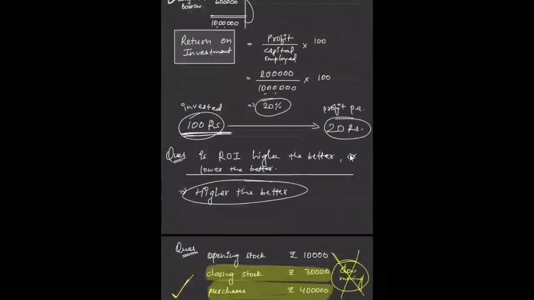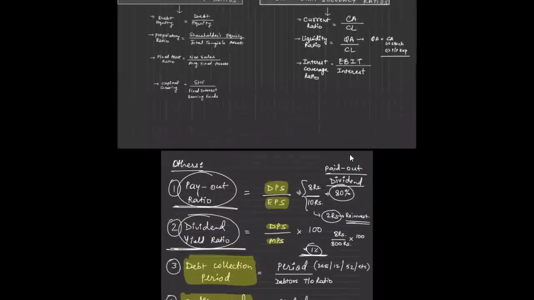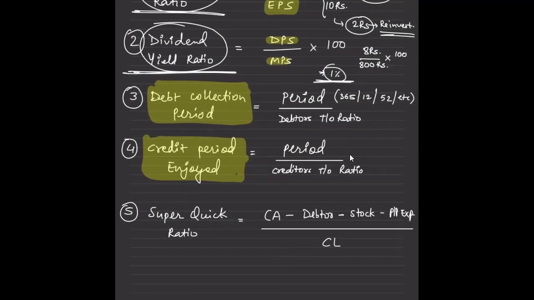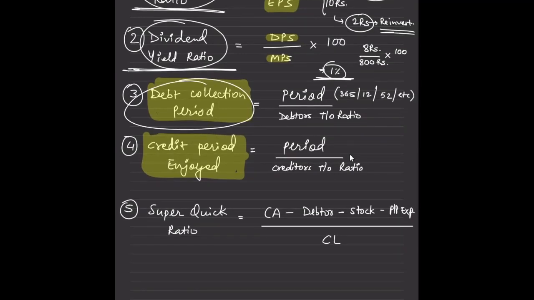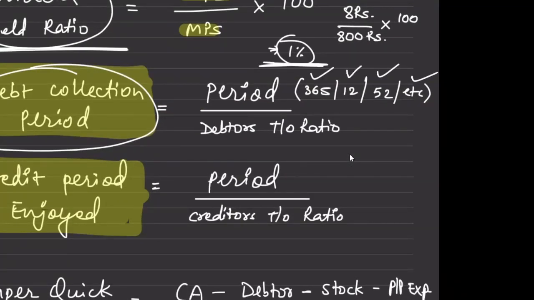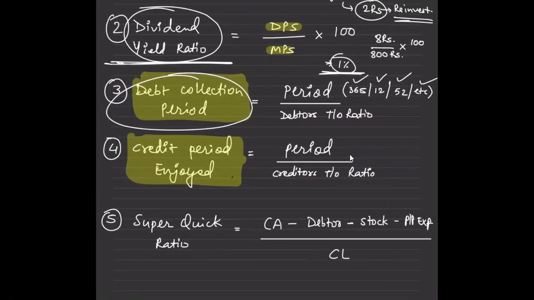So these were the two formulas which I was going to tell you later on, but we have now completed. The formula for the debt collection period is period divided by debtor turnover ratio. The period may be 365 days, 12 months, 52 weeks, etc. In the same way, credit period enjoyed is period divided by the creditor turnover ratio, my friends.